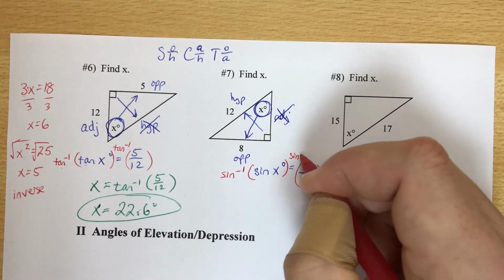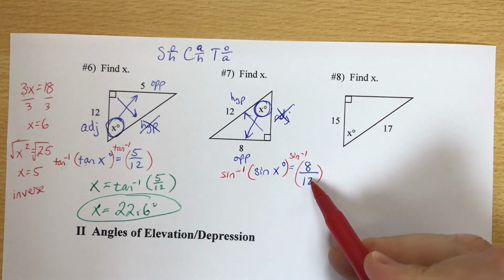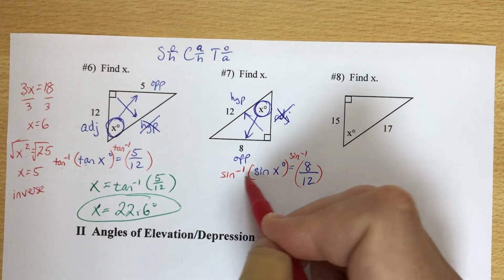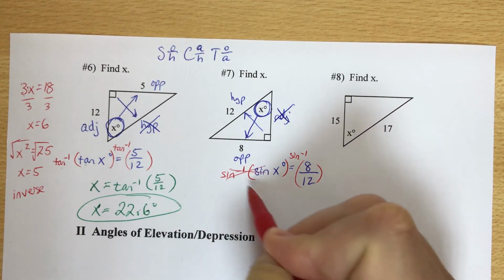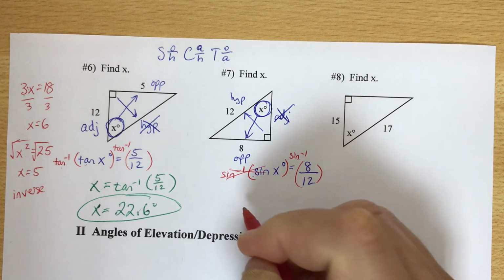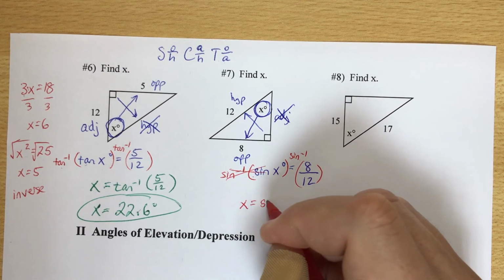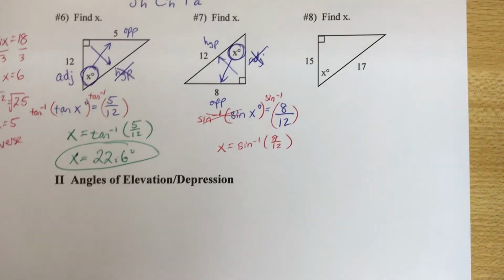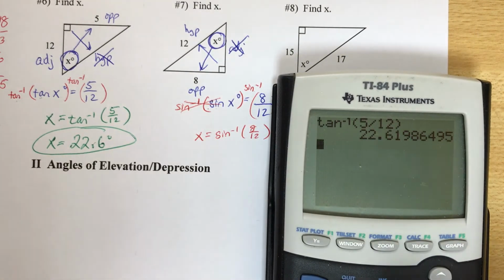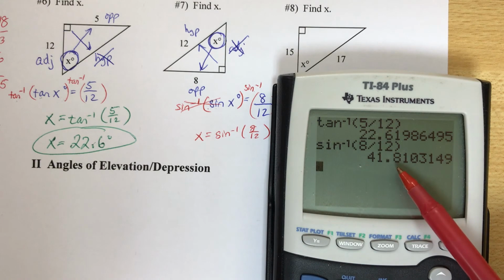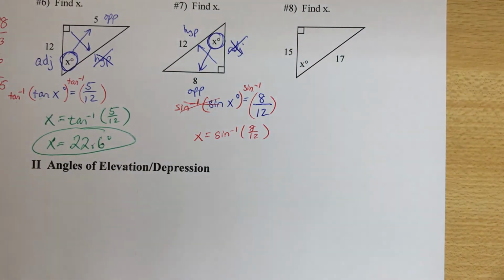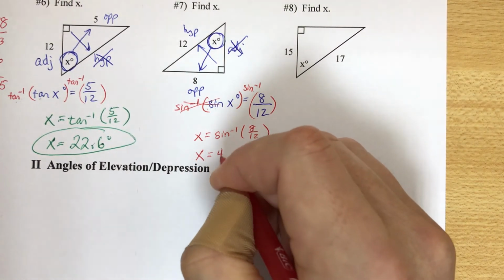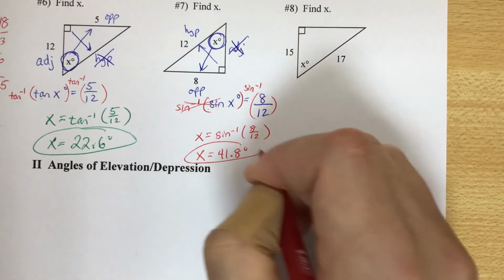So that sin -1 is the inverse sine. That's what it means. On the left side, that just crosses itself out. It undoes itself. We get x equals the inverse sine of 8/12. And now it's a calculator problem. Inverse sine, 8 divided by 12, 41.8. And again, this is angle measure. So x equals 41.8 degrees.